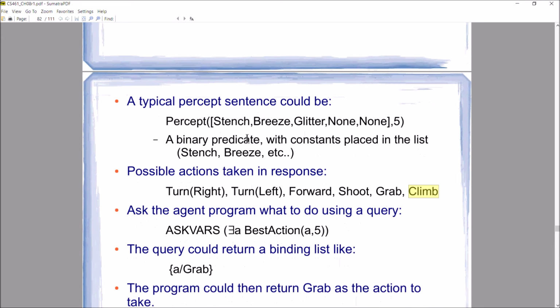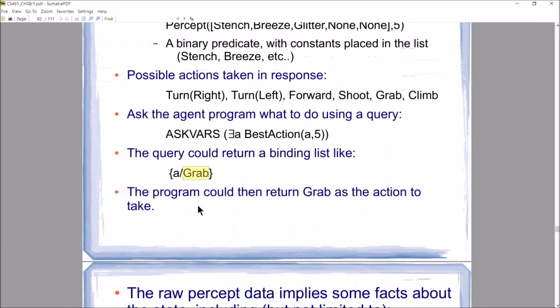Now we could ask the user, hey, what should we do? Remember the ask bars? Does there exist an action that is the best action on turn 5? Tell me what I should do. The best action would be mapped to that variable A, and so the query would bind that variable A to grab. Then your program or agent function could return grab as what you should do.